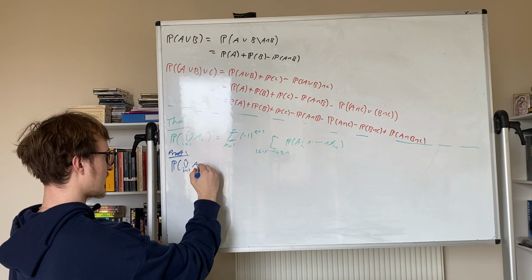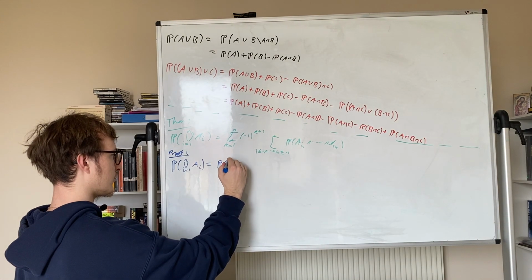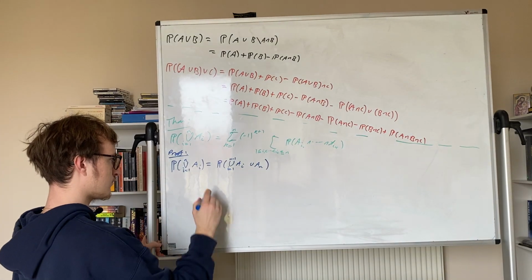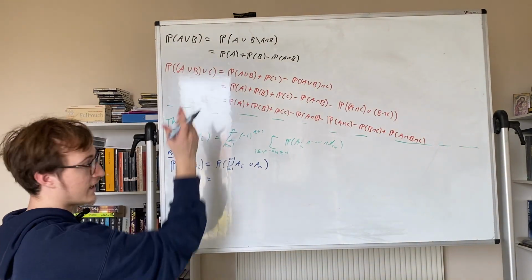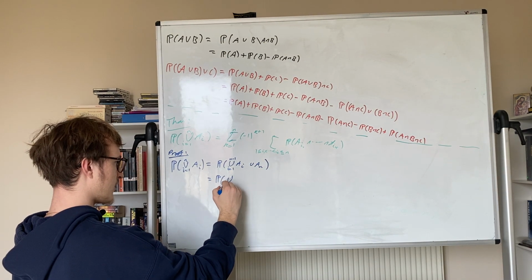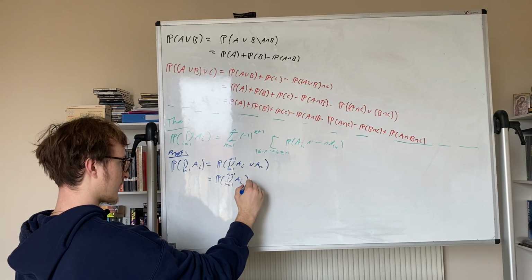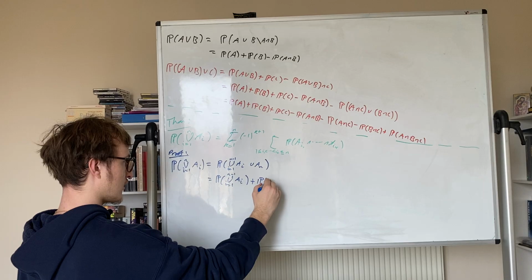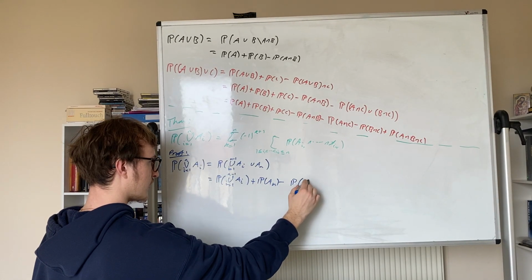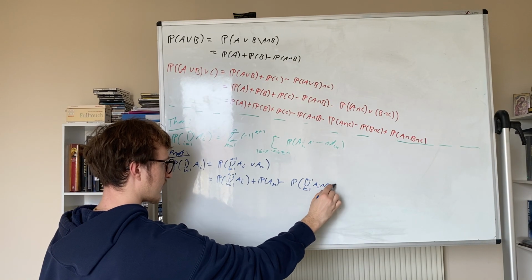The probability of the union from i equals 1 to n of Ai is equal to the probability of the union from i equals 1 to n minus 1 of Ai, union An, like so. Now this, by the case n equals 2, is given by the probability of the union from i equals 1 to n minus 1 of Ai plus the probability of An minus the probability of the union from i equals 1 to n minus 1 of Ai intersect An, like so.